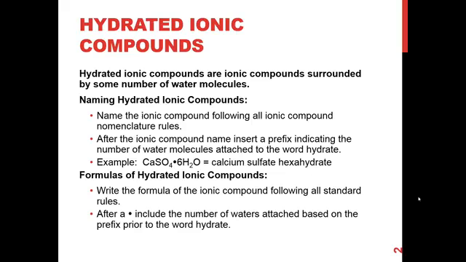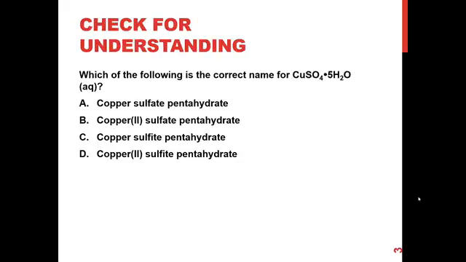Formulas of hydrated ionic compounds are written by following a similar procedure. You're going to write the formula of the ionic compound following all those standard rules, and then you are simply going to look at the prefix to note the number of waters that will follow the formula of that ionic compound, and they are separated by a dot. It is also worth pointing out that that dot is not a multiplication sign like you see in a math course. It is simply a way of separating the ionic compound from the waters that surround it.